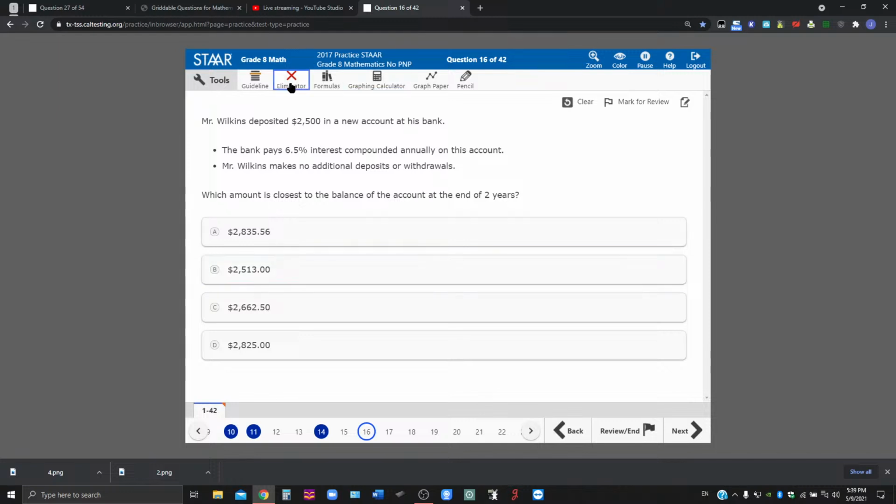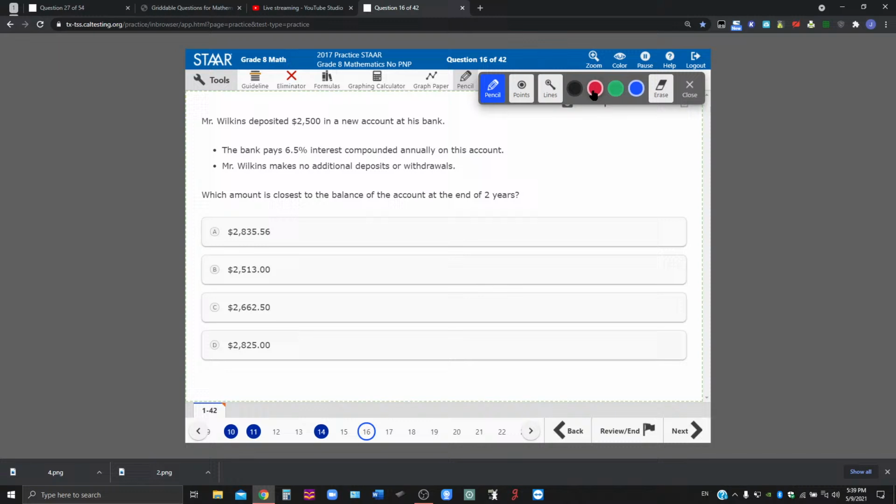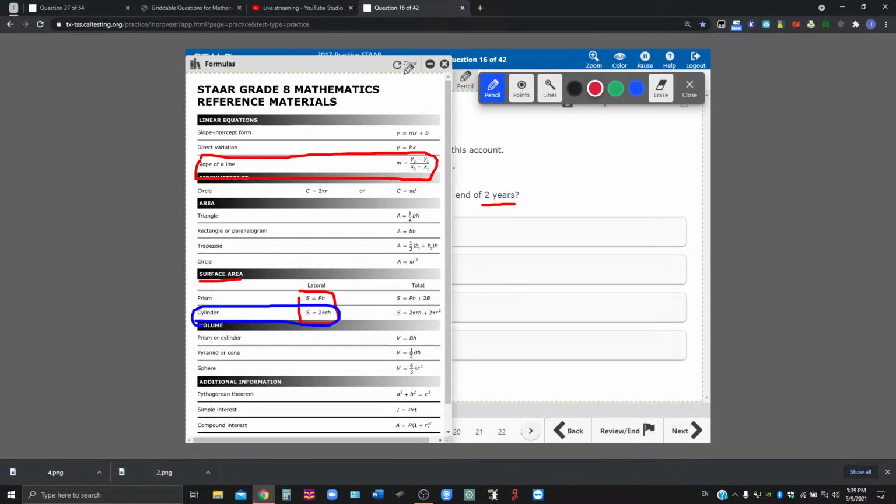Here we have an interest problem. While you're reading, use the pencil to mark the key information: the money, the rate, the type of the loan, the type of the interest, compound, and the time, 2 years, right? And then we use the formula to find out.